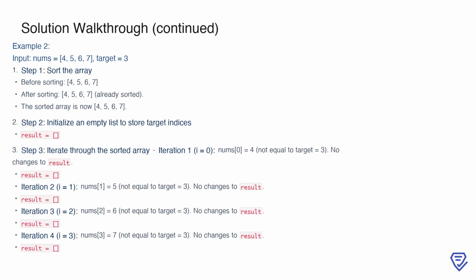In another example, the input array is 4, 5, 6, 7, and the target value is 3. The first step is to sort the array.